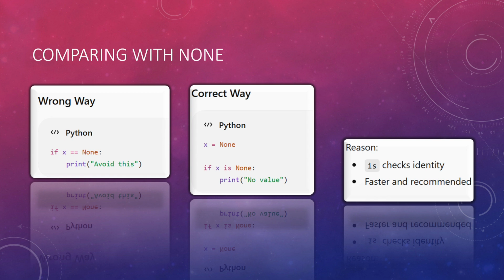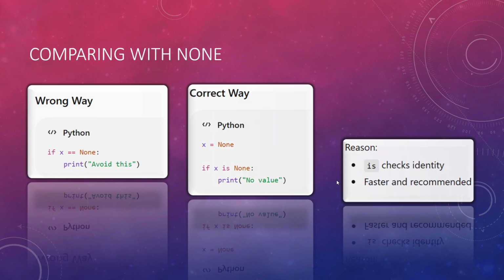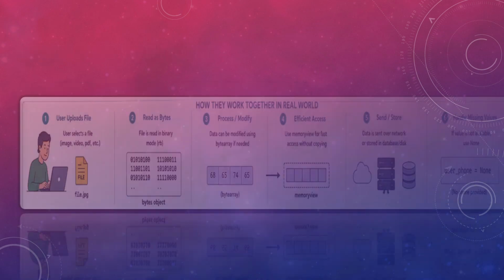Comparing with None. Now how do you compare? I have shown you the operators, right? In an if condition, the comparison operator double equal to, ==, is the wrong way of doing it. We have to avoid this. The correct way of comparing None is using is, because it checks the identity for that value, and it is the faster and recommended way of doing it.